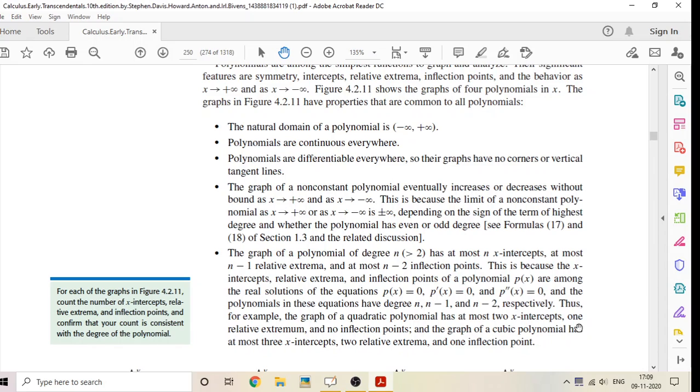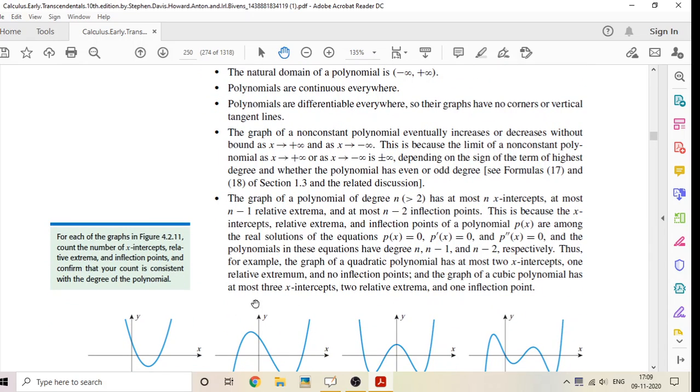And again, if you take a cubic polynomial, it can have at most 3 x-intercepts and 2 relative extrema, and at most 1 inflection point. So this is at most. That depends on the graph.